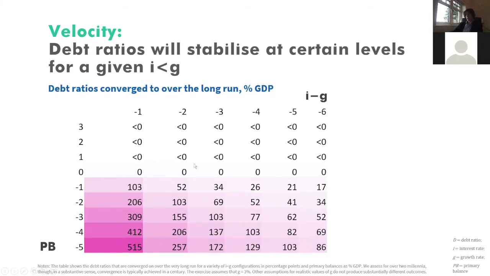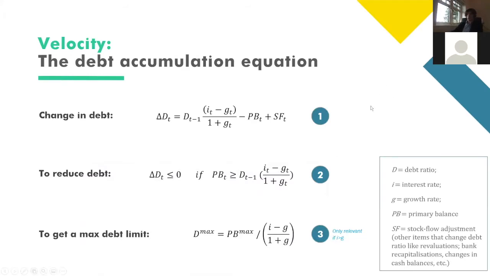What's interesting as well about this is if you run a primary balance or a primary surplus in the very long run, you'll just erode any debt ratio you have, and you can even get negative debt ratios, whatever that means. So this all follows from the standard debt accumulation equation, which is the first equation here.